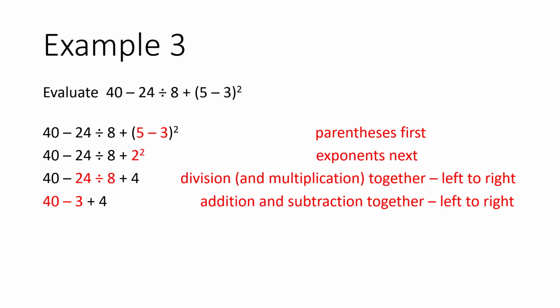And now we'll do the addition and subtraction together, left to right. Since the subtraction is on the left, we do that first. So 40 minus 3 gives me 37, and 37 plus 4 gives me 41. So the correct answer for this problem was 41. Okay, You Try number 4 is another order of operations problem for you to evaluate.